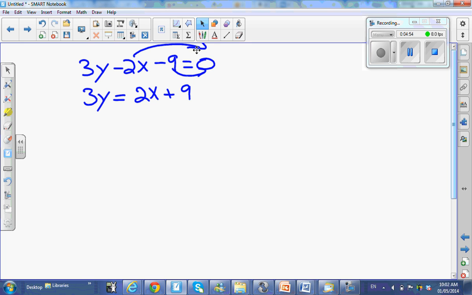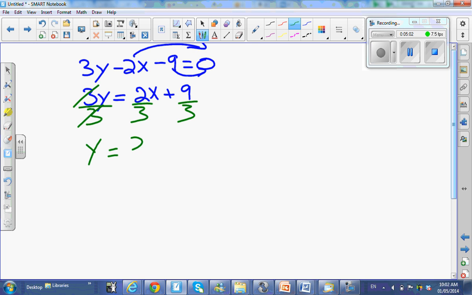Now that's almost in the form y equals mx plus b, but we still have a 3 up in front. So we need to divide by 3, and divide by 3. We end up getting y equals 2/3 x.